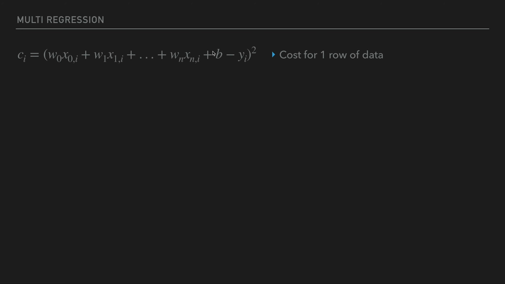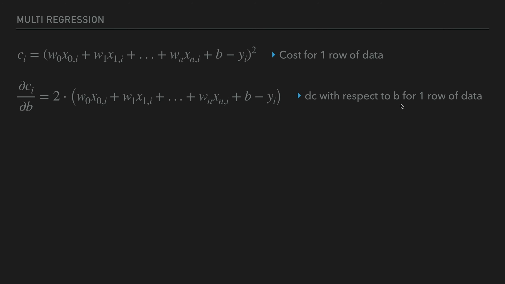When we differentiate with respect to b, everything else becomes a constant. So the derivative of all of this inside the parenthesis is just 1, right? The derivative of the prediction with respect to b is just 1. And then you take the derivative of the whole thing as per the chain rule, multiply it, and you end up with this, right? Not too crazy. So this is still just the prediction minus y, times 2. This is the derivative of the cost with respect to b for one row of data.